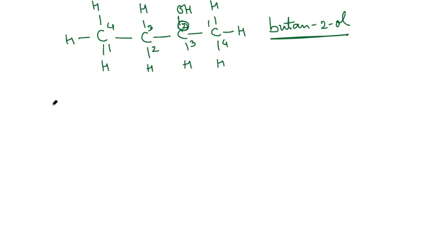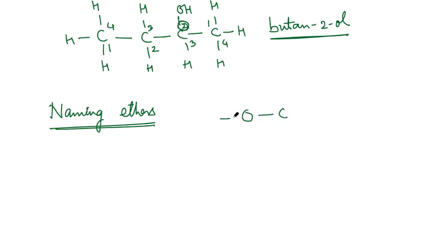Now naming ethers. The functional group for this compound, ether, is oxygen bonded to 2 carbon atoms. In this case, oxygen is bonded to 2 carbon atoms, meaning ethers have 2 alkyl groups separated by an oxygen atom. Ethers have 2 alkyl groups. This side one alkyl group, this right hand side another alkyl group. The number of carbon atoms in the alkyl groups may vary.